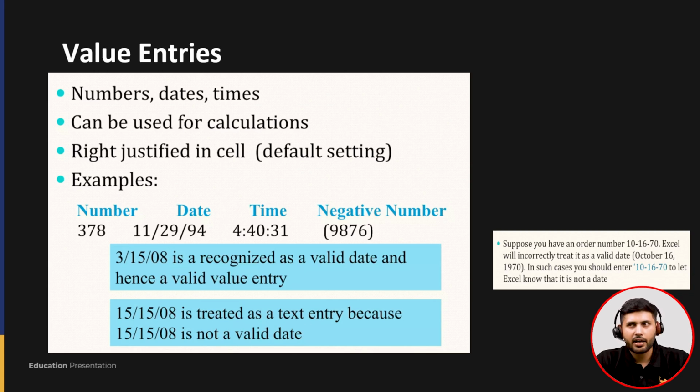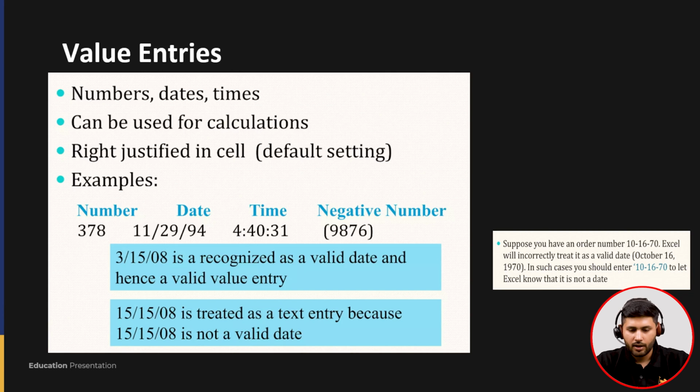Negative numbers are signified in Excel using brackets. So if I want to put minus 10 over here or minus 9876 as mentioned in the example, I'll put it under brackets. Over here, as mentioned, 3/15/08 is recognized as a valid date, hence it is a valid entry. On the other hand, 15/15/08 is treated as text because it is not valid. Every time you have to have it in a month, DD, and YY format. That is how it will recognize this.